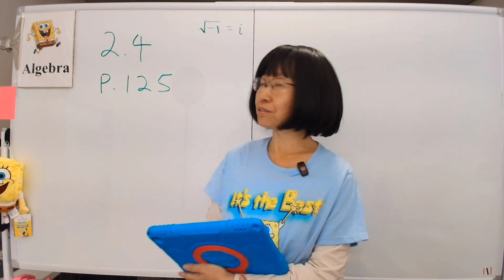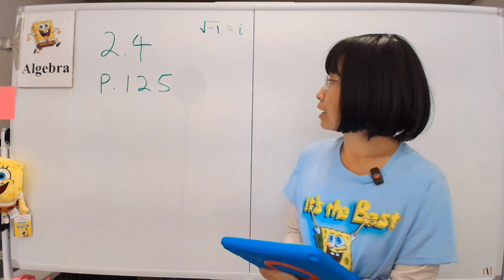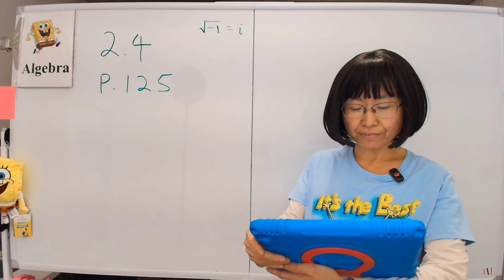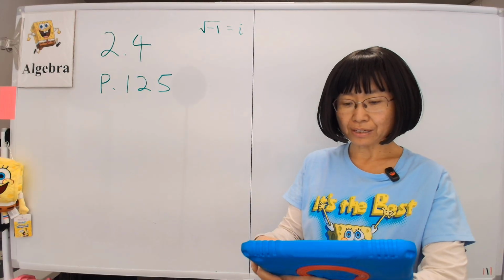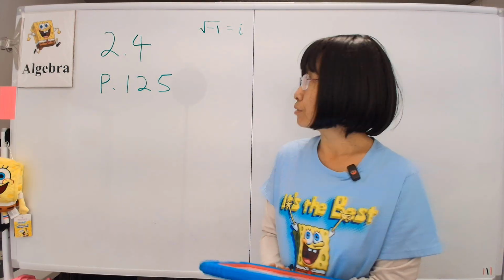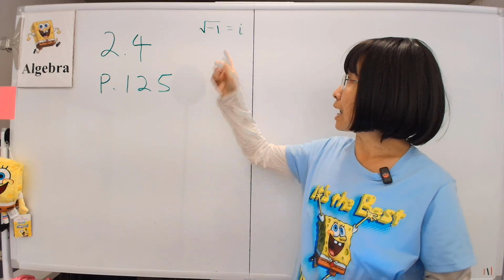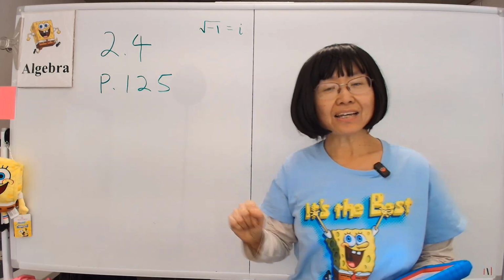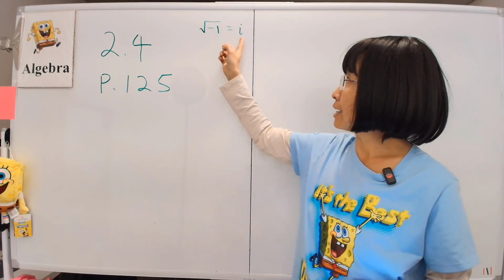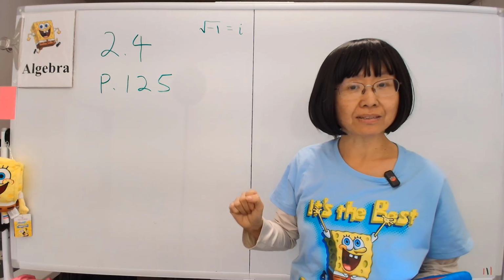Today we are going to do section 2.4 and on page 125. Now we are going to learn something called complex numbers. What's a complex number? It is i. What is i? i is the number, so i is the square root of minus 1.